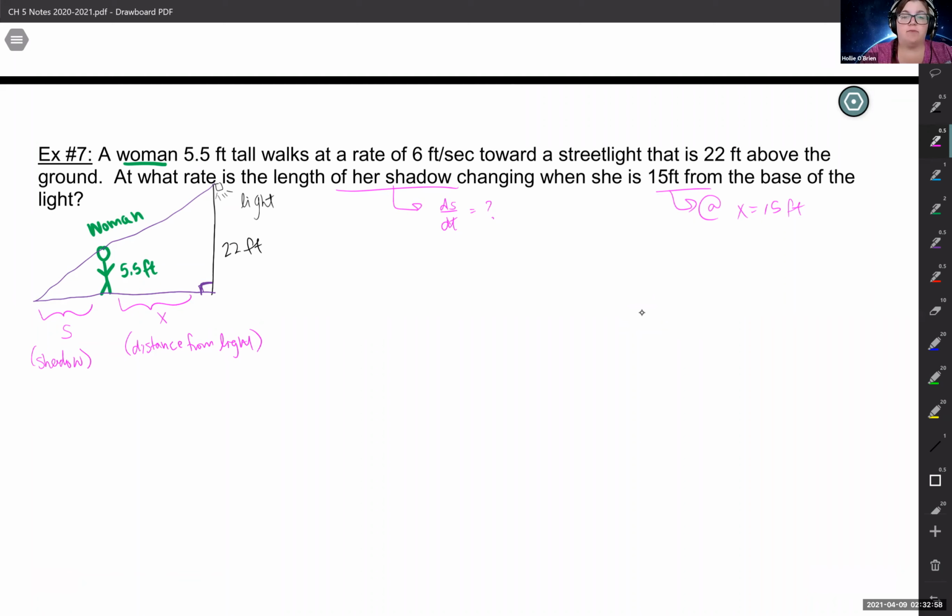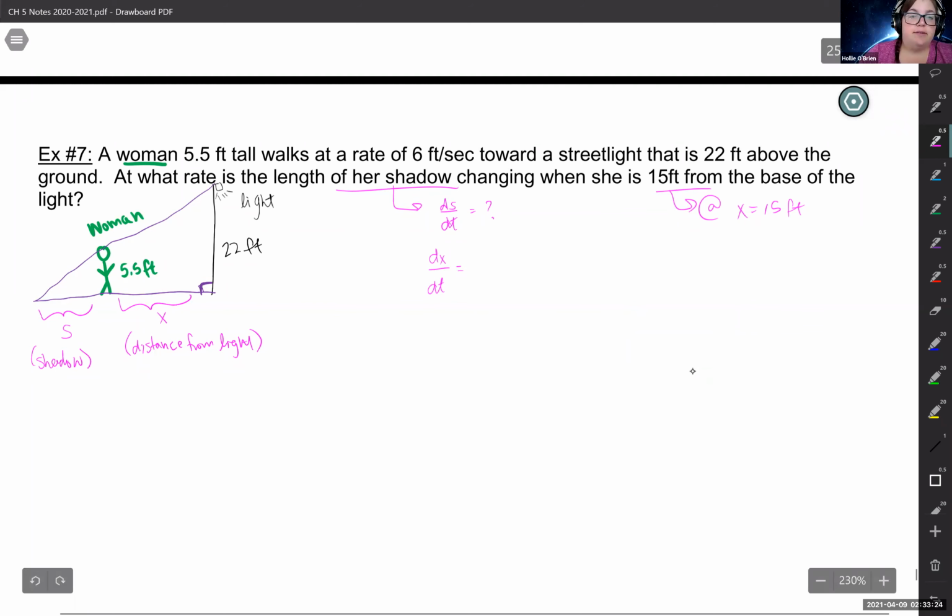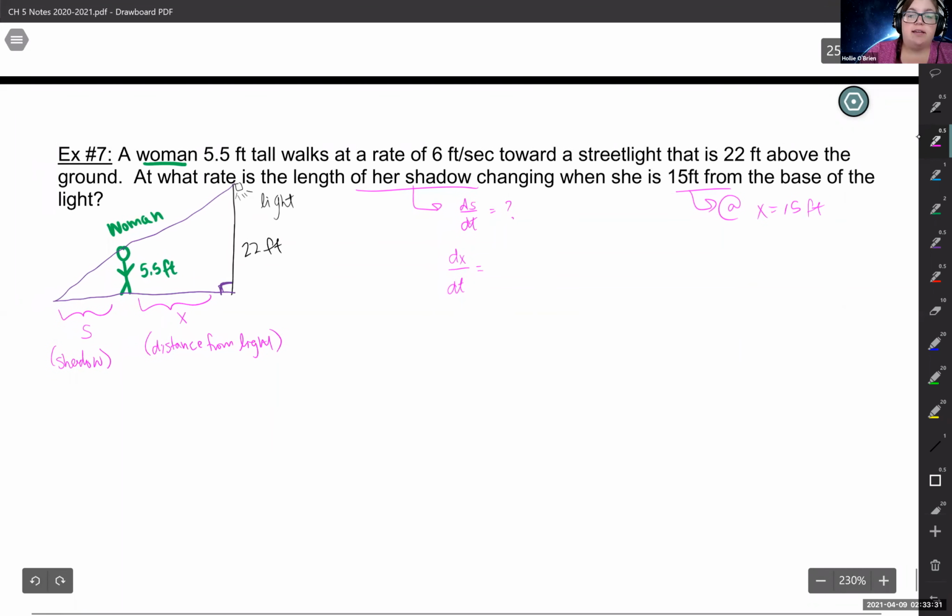Oh, and one thing I forgot to write: she walks at a rate of 6 feet per second towards the street light. That's a constant, right? The rate of change is a constant. She's not speeding up or slowing down, she's going at a constant rate. So one thing we know is her rate of change, dx/dt, the rate of change of x. Now, this is tricky, so I'm making a big deal out of it. She's walking 6 feet per second towards the street light.